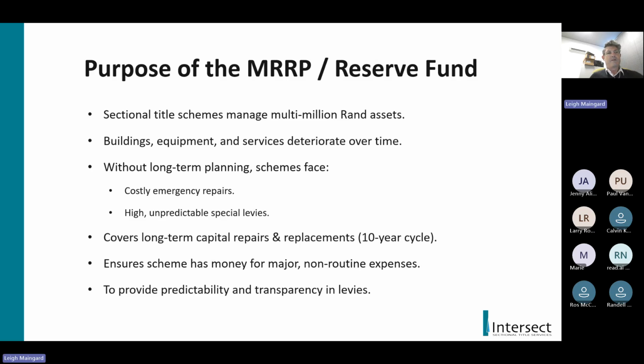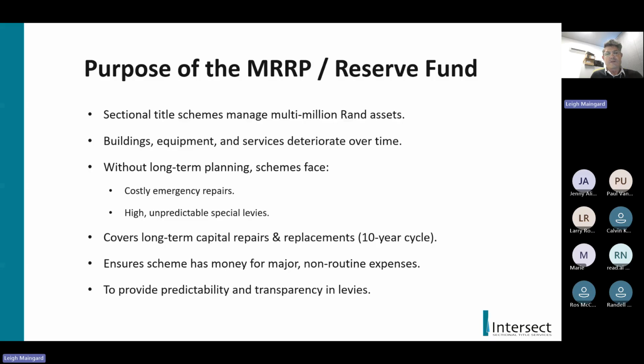What is the purpose of the maintenance plan, or the MRRP, or the reserve fund? Either of those three words are sufficient to explain this budget. So the sectional title scheme, any building, is worth millions of rands. It only makes sense that the buildings and equipment and services that are provided to the scheme will deteriorate over time. I think that's extremely important to understand the infrastructure of the building.